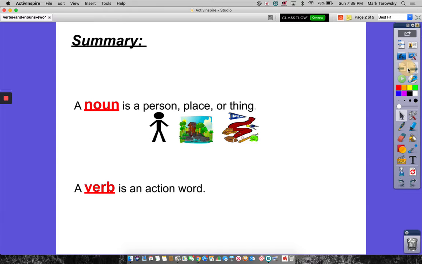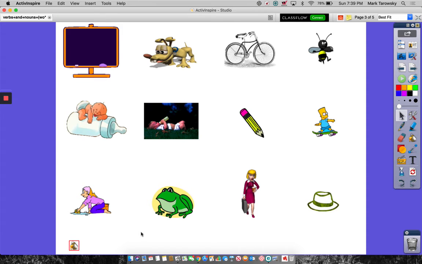All right, now going to our next page, I've got some different pictures here. So if we look at this, obviously a chalkboard is something that you can touch. It is a thing, so it would be a noun. Now, of course, a dog is a noun, but if we think about what the dog can do, like run, that's a verb. Bark, that's a verb. Then we look at a bike. Obviously, a bike is a thing, so again, that is a noun. If we were to ride the bike, ride is going to be a verb. Again, a bee is a thing, so it is a noun. And if it were to sting you, that would be a verb.